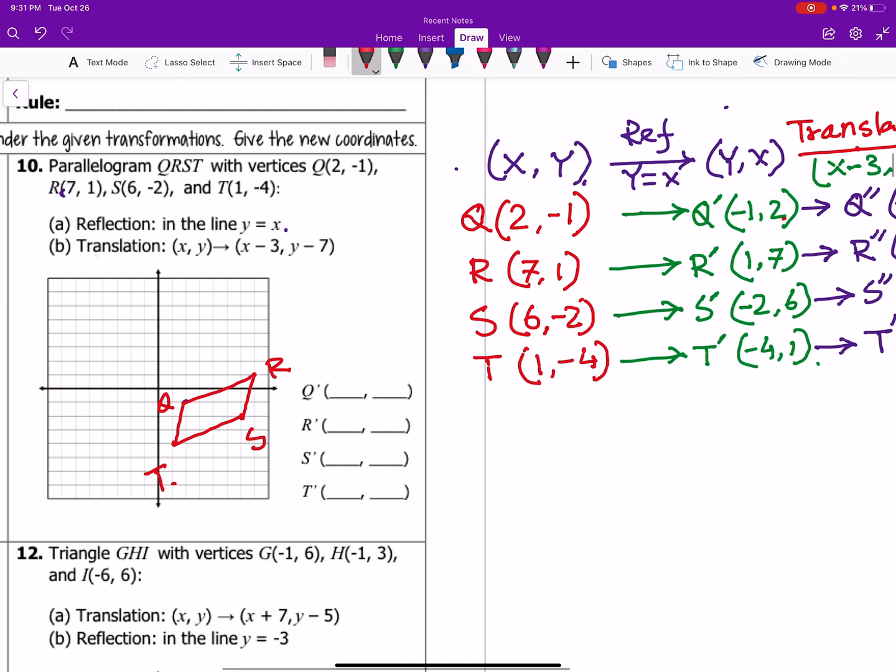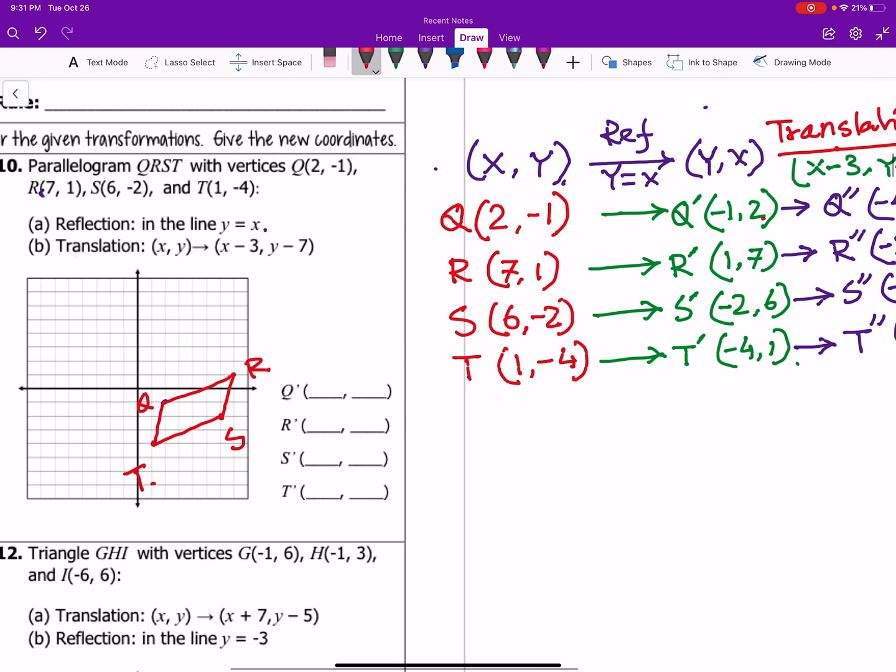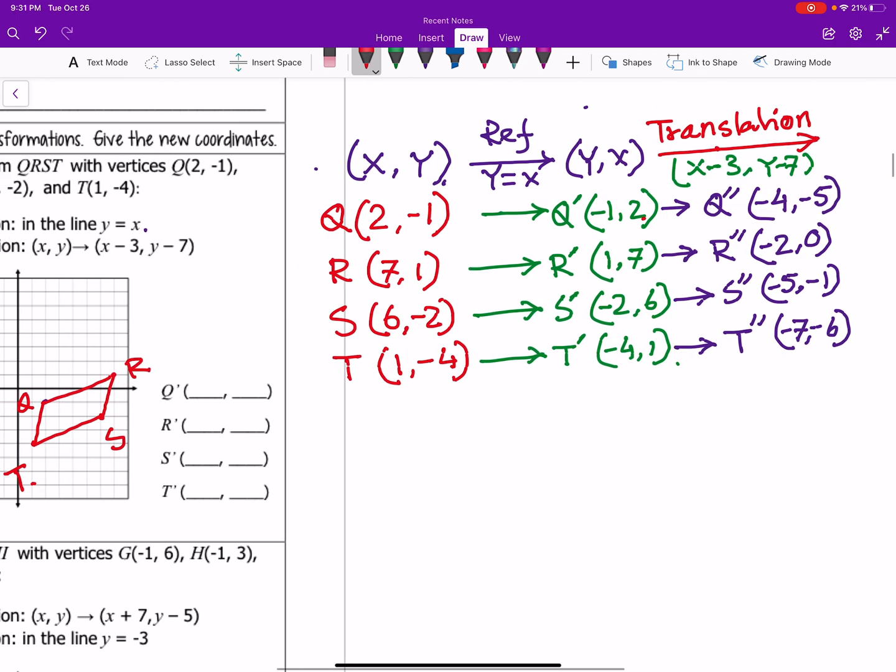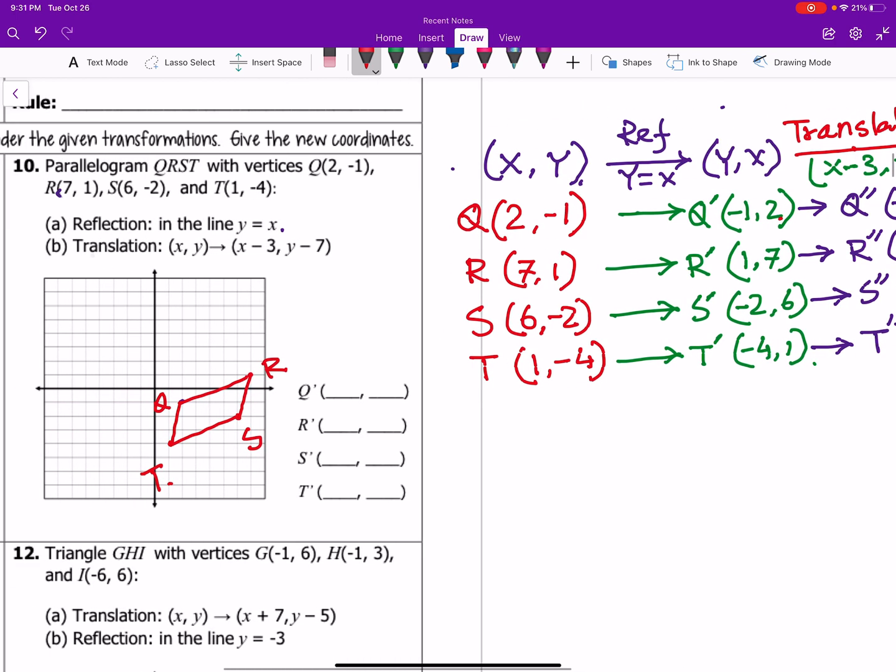Okay, so let me now draw that one. So Q is negative 1 and 2. So let me draw it with green color. Q prime is negative 1 and 2. So that's my Q prime. And then my R prime is 1 and 7. So positive 1, 7, 1, 2, 3, 4, 5, 6, 7. So that's my R prime.